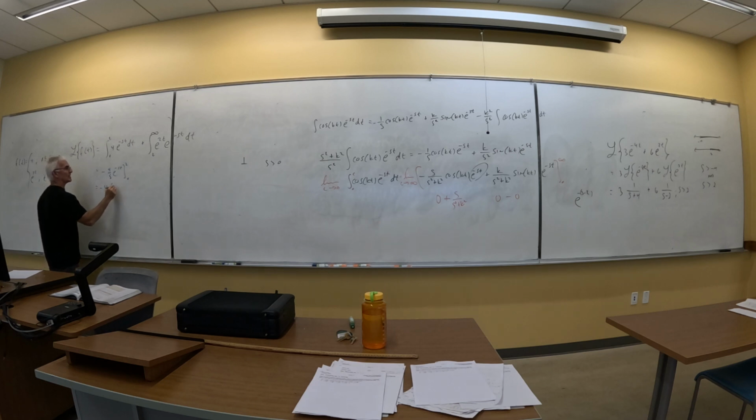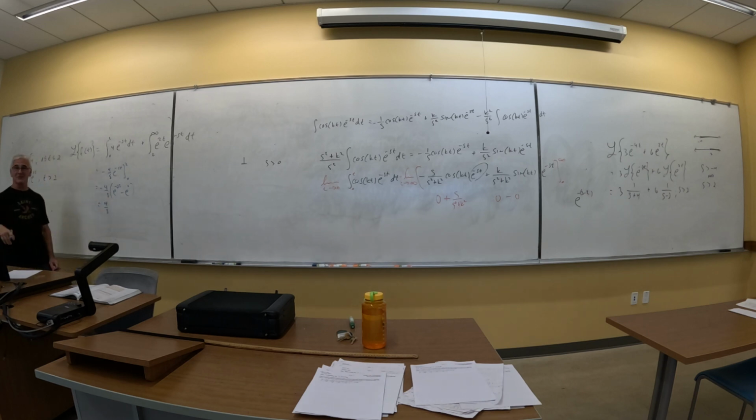So I have e to the negative what? I'm evaluating t, 2 minus 1. So could I write this as 4 over s. Oh, I thought that was a 5. I'll try to avoid 5s. I was like, 4 fifths. That's one of my biggest pet peeves, 5s and s's.